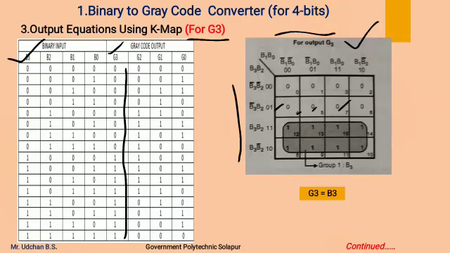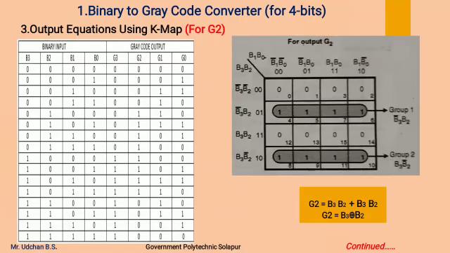Now after this entry, we are going to find octet, quad or pair. Here an octet is possible. For that we will get the term B3. So the output equation for G3 will be B3. After that we will find the output equation for the G2 variable. Again we take a 4-variable K-map. The entries of the G2 column we are going to make onto the K-map.